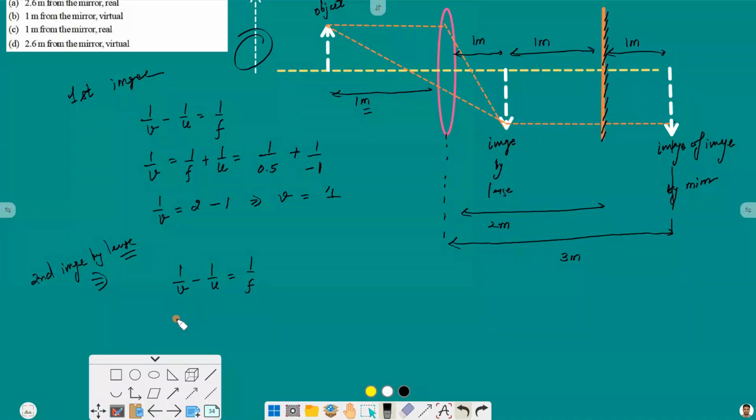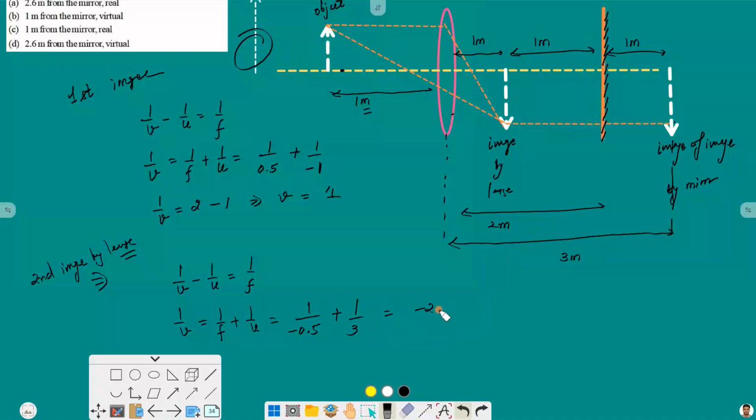So now we will calculate. 1 by v is equal to 1 by f plus 1 by u. Now f, as we are striking light from this side, it is hitting this surface, and this surface has its radius on this side. So here the focal length will be negative. So it will be 1 by negative 0.5 plus 1 by u, as the object is now on the right side, so u will be positive, so this will be 1 by 3.